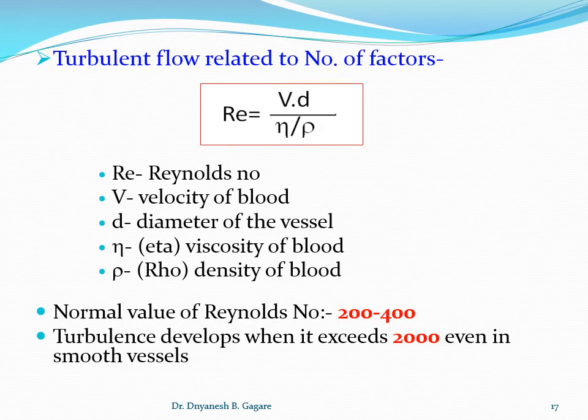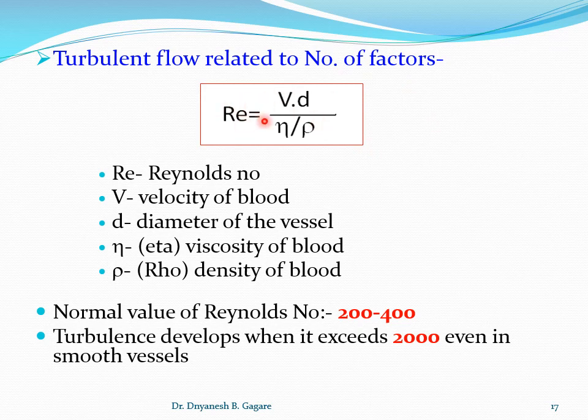Turbulent blood flow is related to a number of factors. So when laminar blood flow is converted into turbulent blood flow, the factors which create the turbulent blood flow are studied under one name, that is the Reynolds number. These factors decide the Reynolds number.